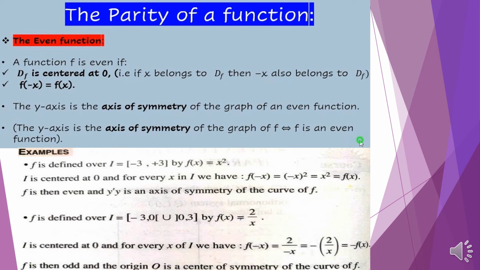Both conditions are satisfied. The first condition is that it is a centered interval, meaning every x in I has its opposite in I. The second condition is that f of minus x equals f of x, so f is an even function and the y-axis is the axis of symmetry of the curve of this function.